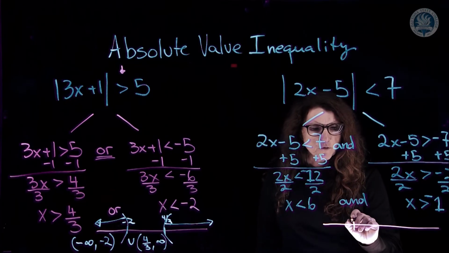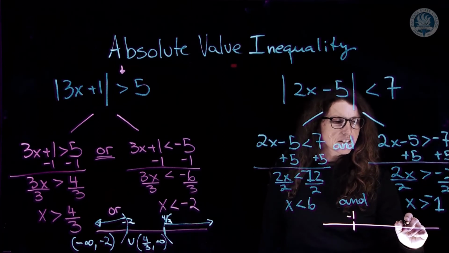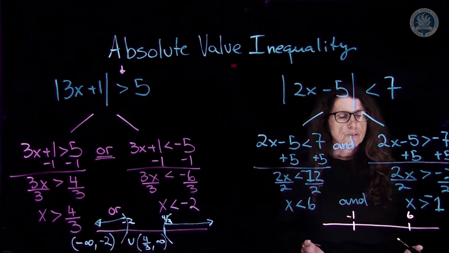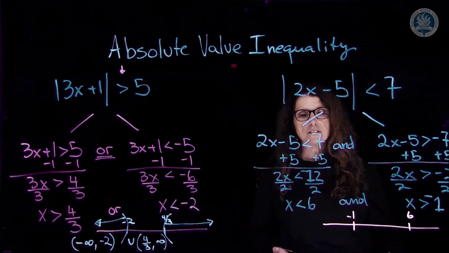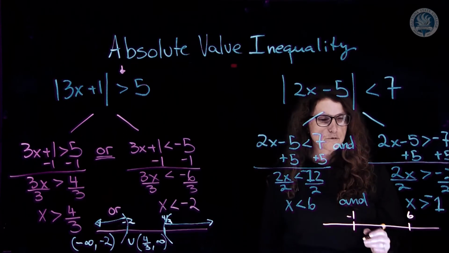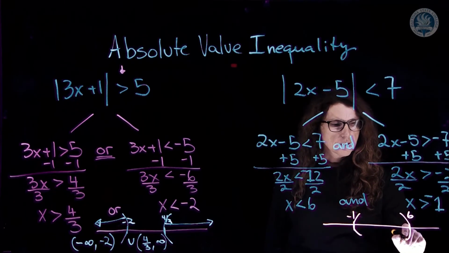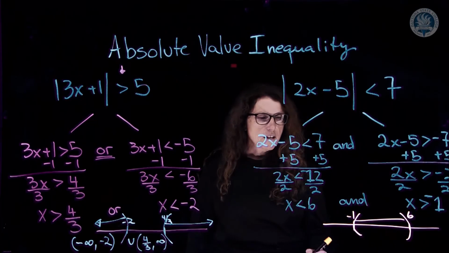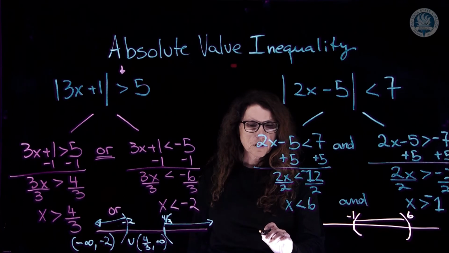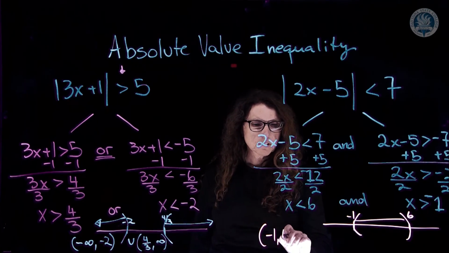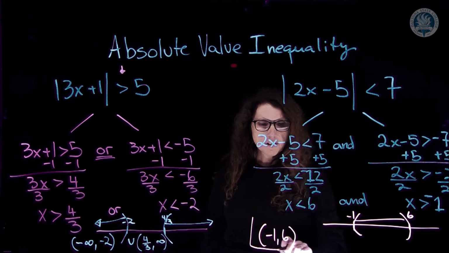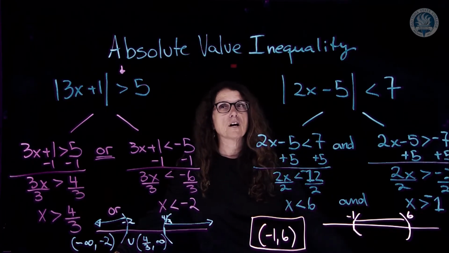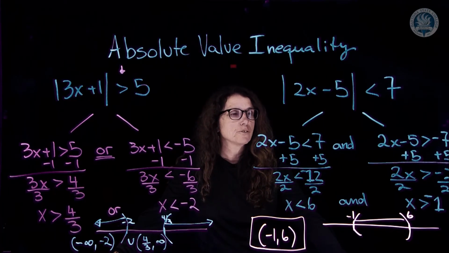Of course, negative 1 is on the left-hand side and 6 is right here. So our solution really means we are between negative 1 and 6, and they both call for parentheses. There you go, between negative 1 and 6. As an interval notation, we get parenthesis negative 1, comma 6, parenthesis. Done you are. This completes how to solve absolute value inequalities.